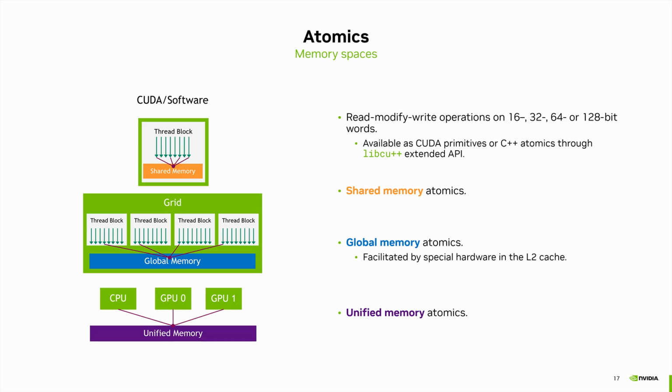Now, in terms of atomic operations, CUDA provides read, modify, write operations for 16 up to 128-bit words. These atomics are available either as CUDA primitives, or you can also use the C++ CUDA library. So we have atomics for shared memory, for global memory, and also for unified memory, which might span our host CPU as well as multiple other GPUs.